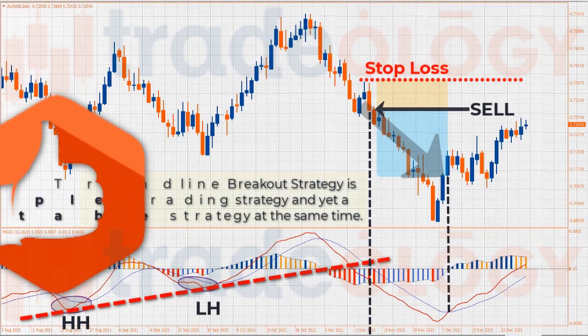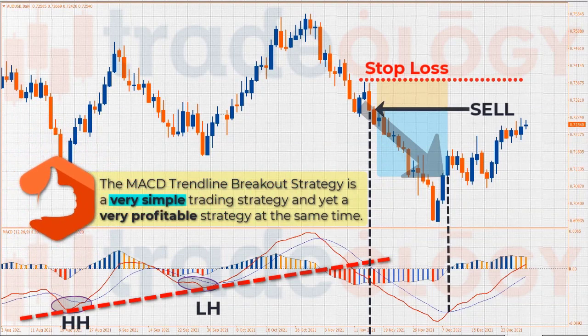The MACD trendline breakout strategy is a very simple trading strategy, and yet a very profitable strategy at the same time. The success behind the MACD trendline breakout strategy is derived from one simple principle: momentum precedes price.